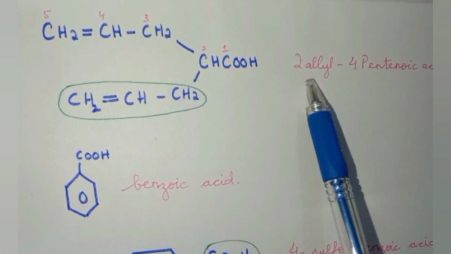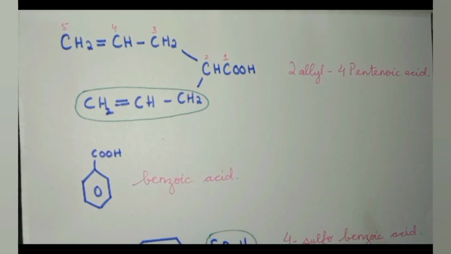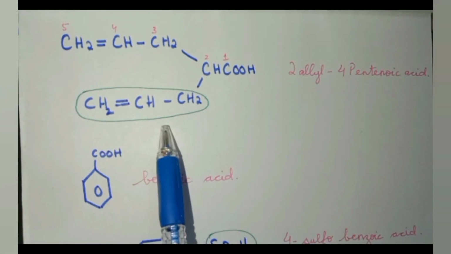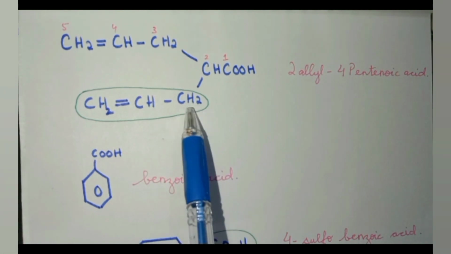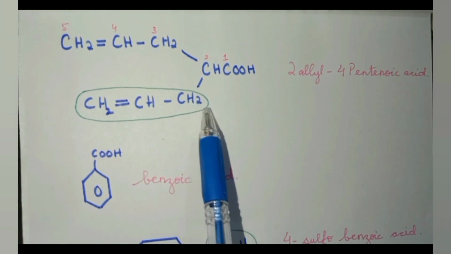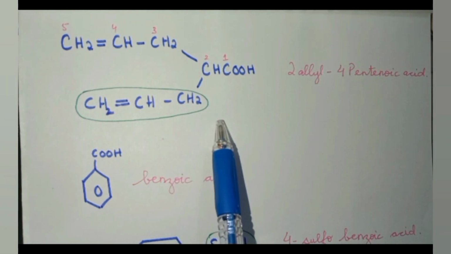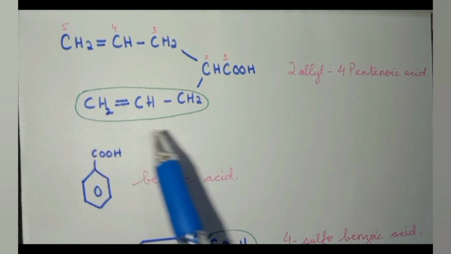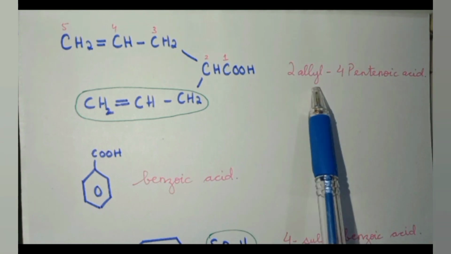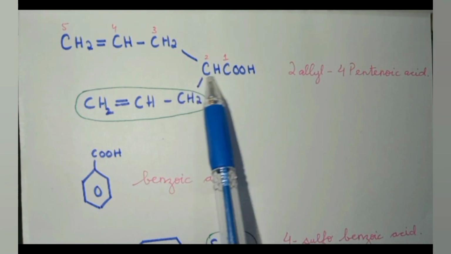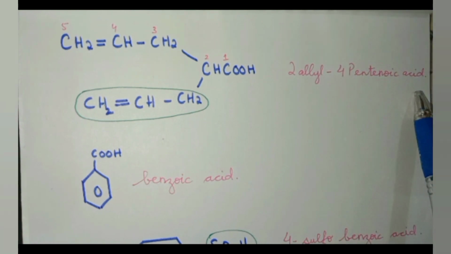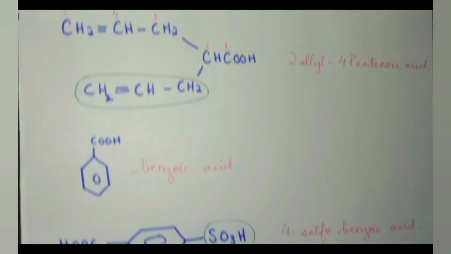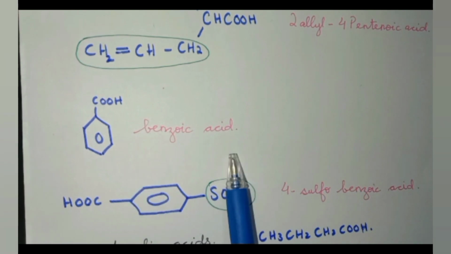Now what is 2-allyl? Some might think that it might also be called propene, but here it is not a propene, because if it were a propene there would be CH3. There is a specific name for this group, which is allyl. You can see from here that it is present on carbon number 2, so we'll name it as 2-allyl 4-pentenoic acid.